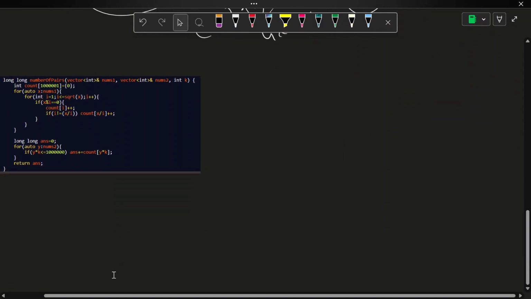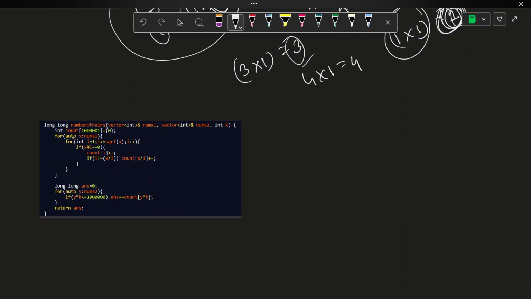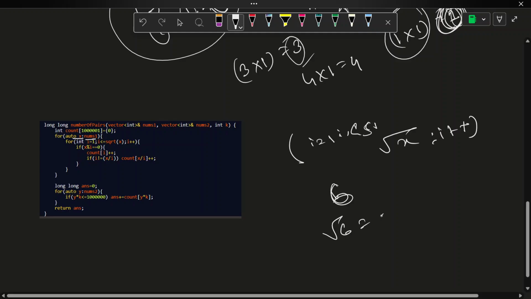What is the logic? First, find the factors of all numbers of nums1. I traverse for x of nums1, and the factor loop starts from i equal to 1 while i is less than square root of x, then i plus plus. Why square root of x? Suppose 6: the square root of 6 is about 2. If I divide 6 by 2, it is 3, so it is also divisible by 3.